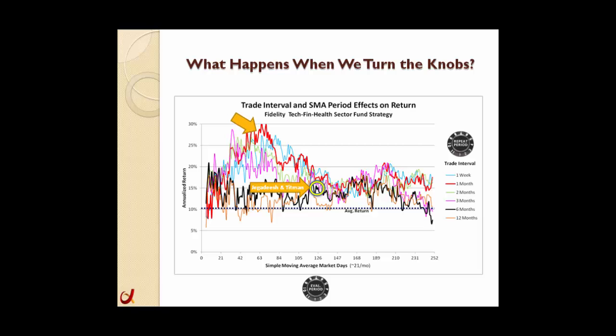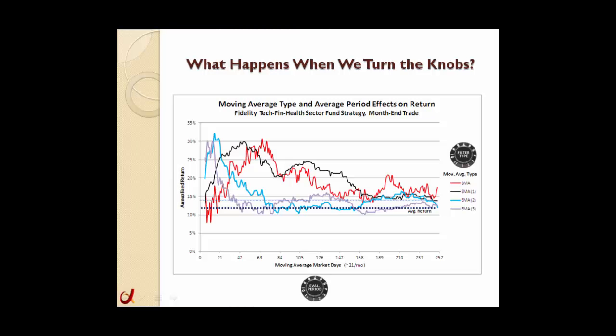One might conclude that this red line hump for 1-month trade intervals and a shorter SMA time constant would be a better choice. On this chart, we'll keep that red line from the prior chart and we'll turn a different knob. We'll keep the 1-month trade interval, but on the right we can try different kinds of moving averages. With the SMA simple moving average in red, the EMA exponential moving average in black, the second order EMA in blue, and the third order EMA in purple.